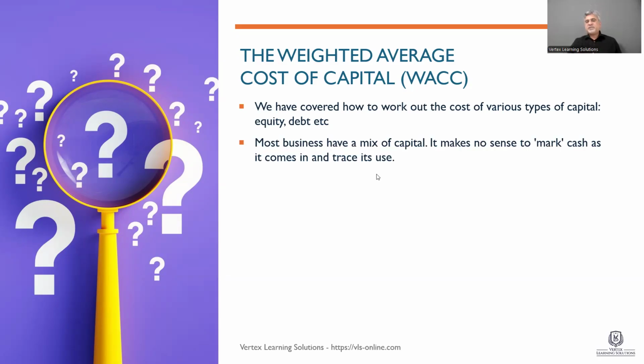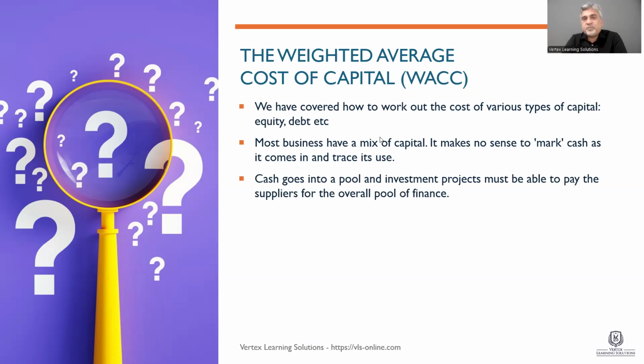Now, most businesses have a mix of capital. There are some businesses which are all equity financed, which means they do not have debt. But most businesses have a combination of equity and debt, and within debt, they have multiple types of debt. For example, a business might have 20 million of bonds in issue, 10 million of bank loan, 5 million of preference shares, and of course, probably 30 million of equity.